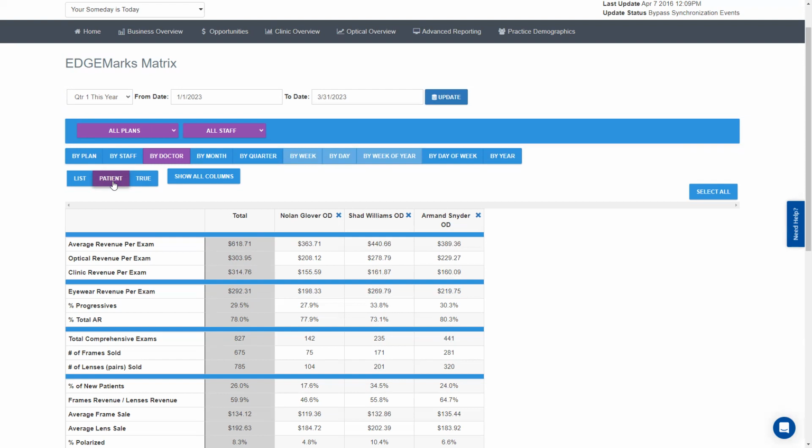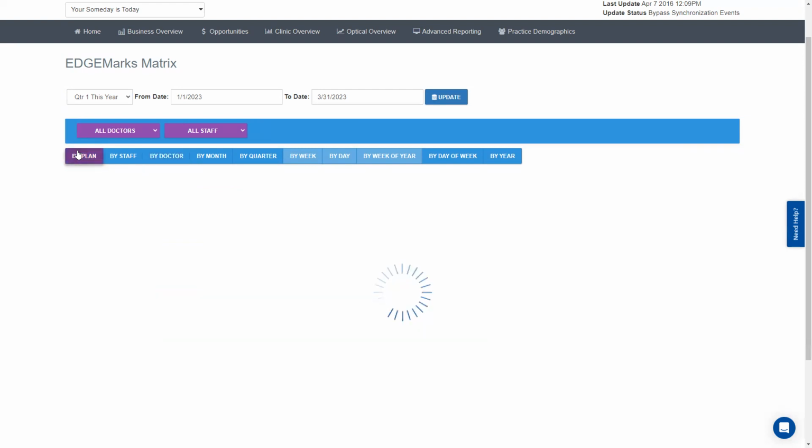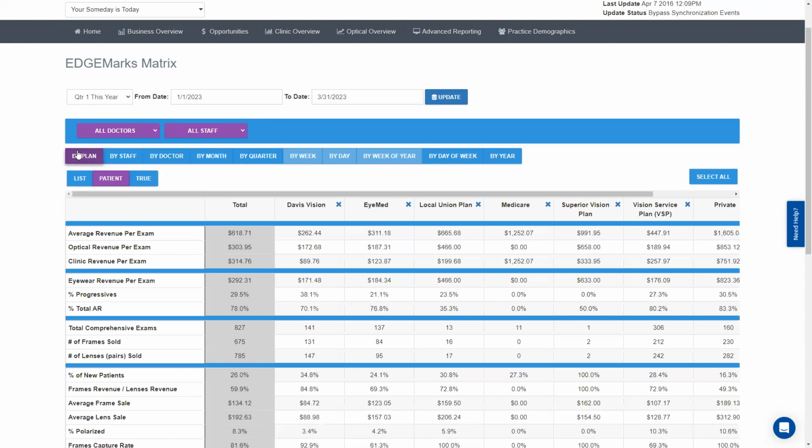So another thing that we can think about here, I'm going to come back to our by plan button just to show you another way that you can use EDGEPro. If you wanted to increase your average revenue per exam, you do need to break it apart. You need to think about, on average, how much do they spend in the optical? How much do they spend in the clinic? Glasses sales will be in the optical, contact lens sales and special testing would be in the clinic.